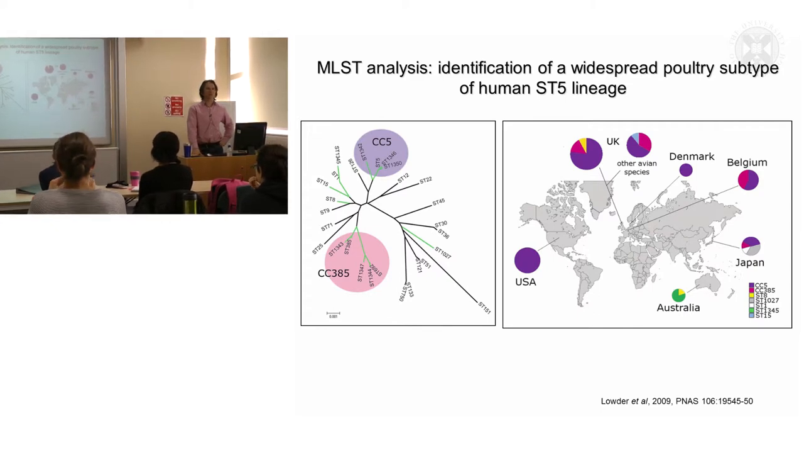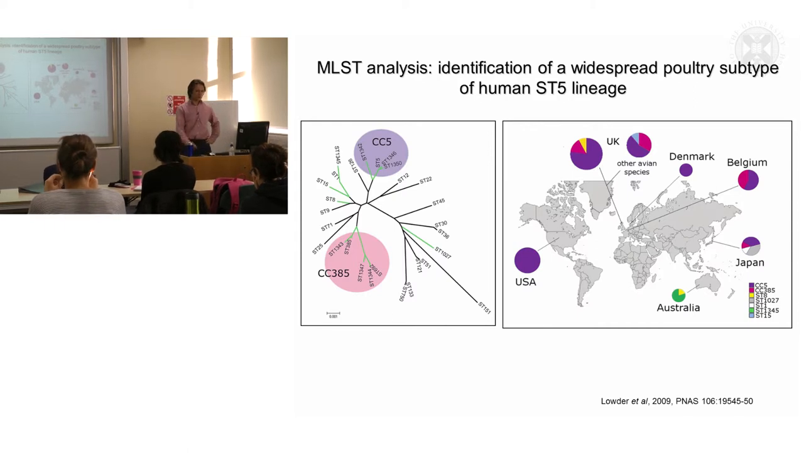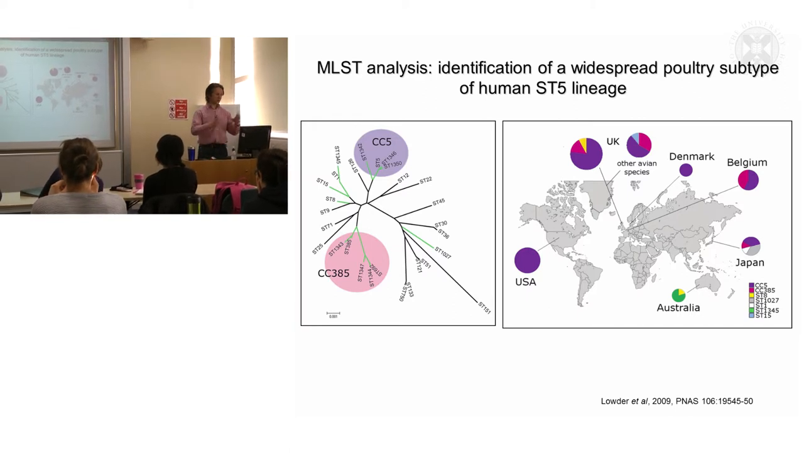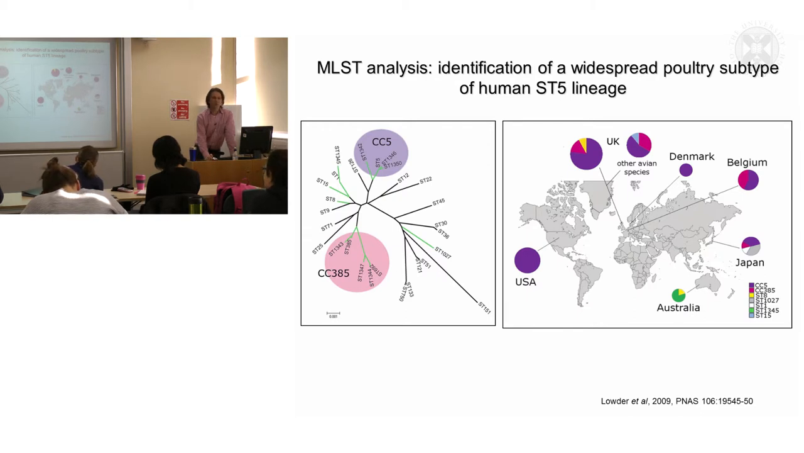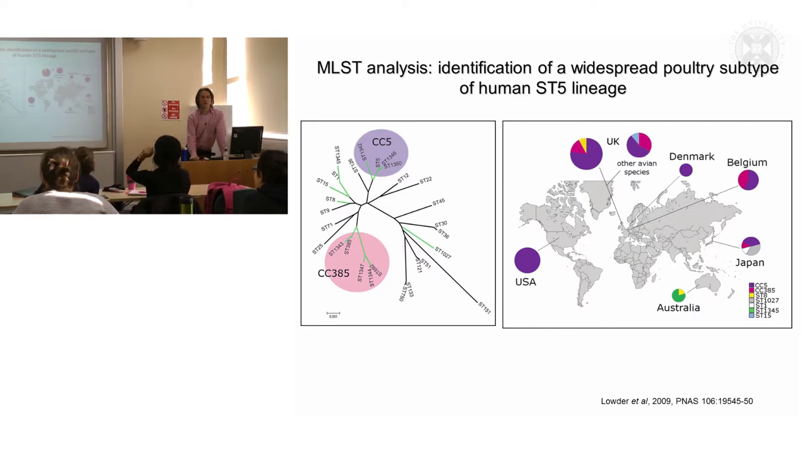Okay, so they share a fairly recent ancestry together. So this is a basic phylogenetic tree of all of the poultry strains that we sampled and worked out their sequence type, and some other strains representing the main human lineages as well. And you can see there's two major ones associated with poultry. CC5 represents the majority. Over about 60% of the poultry strains belong to CC5, and they're pretty widespread globally. The ST5 ones you can see indicated here in purple.